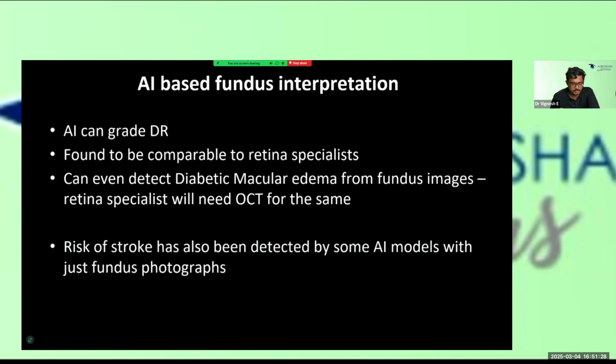So just a slide on AI-based fundus interpretation. Artificial intelligence has been developed that can grade diabetic retinopathy, and it is found to be comparable to a retina specialist. It can even detect diabetic macular edema from fundus images, whereas retina specialists will need OCT for the same. Some AI models have also detected a risk of stroke with just a fundus photograph.